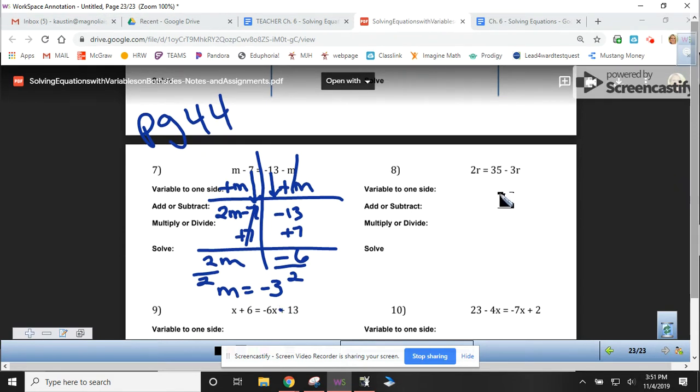All right, number 8. I've got positive 2r's and I've got negative 3r's. Well, positive 2 is larger than negative 3, so I'm going to move this one over by doing the opposite, and I'm going to add 3r to each side.